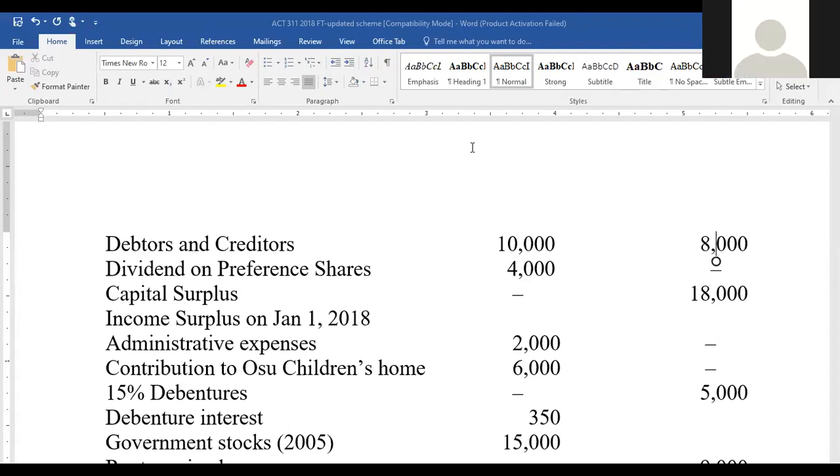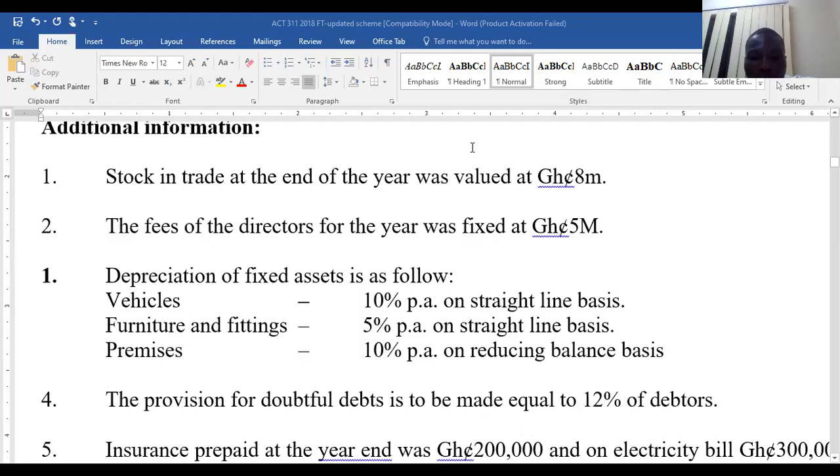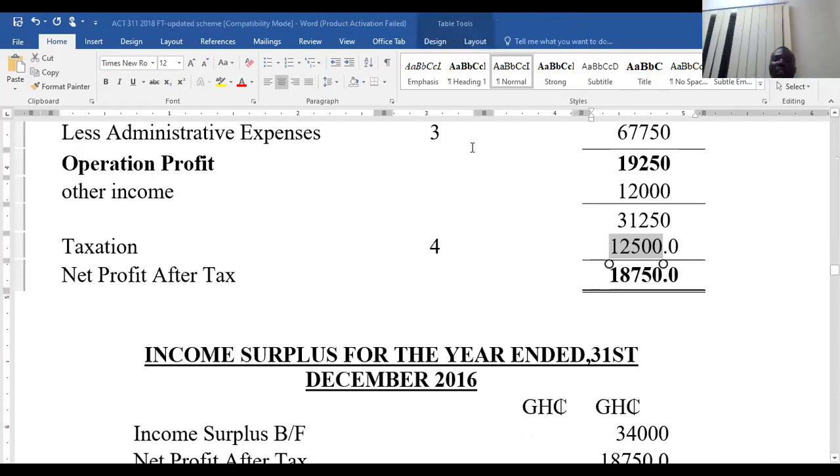Please, I didn't hear of the tax. My network is not good. The tax, we have already calculated it in our profit and loss account, or in our income statement. This is the tax, the 12,500. It must appear under your current liabilities. You have not paid it yet, so it is still a liability.